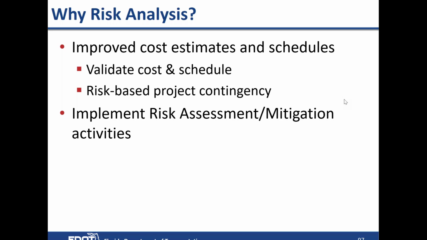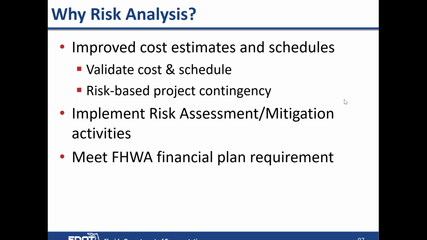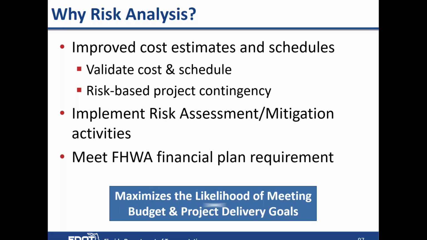Implement risk mitigation activities. It meets the FHWA financial plan requirements. So projects over 100 million need to have a financial plan. Major projects over 500 million need to have a project management plan, of which the financial plan is a part. So it helps meet that requirement of FHWA.